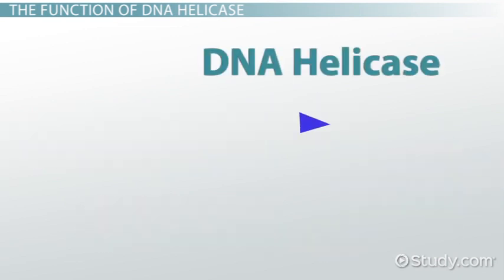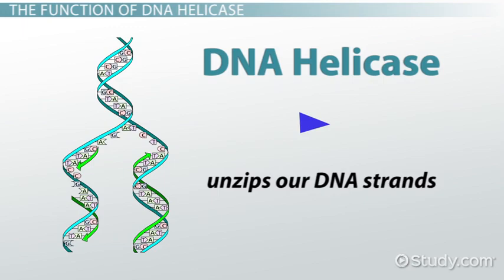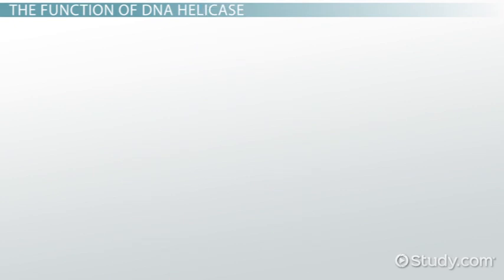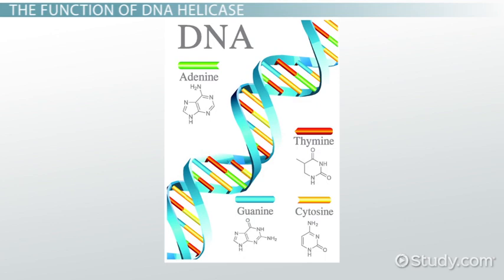DNA helicase is the zipper. It unzips our DNA strands to allow space for attachment and to expose the nucleotides that are used as a template during DNA replication and transcription. Let's recap a few things about the structure of DNA so we can better understand why DNA helicase is needed.